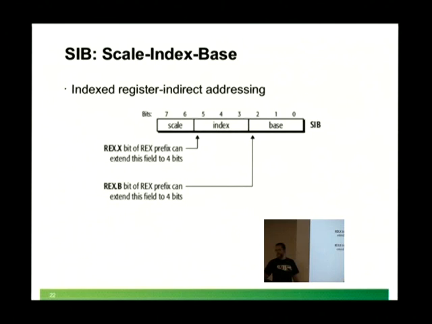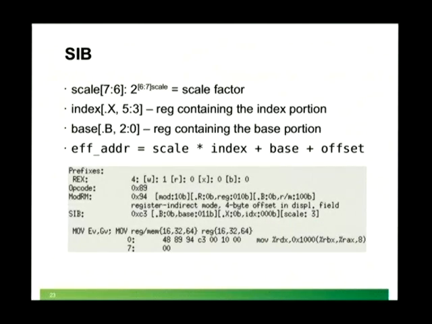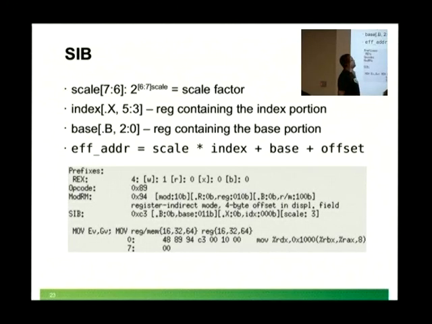Okay. And the SIB byte is the scale index base byte, which is also like scale 2 bits, index 3 bits, and base 3 bits. And REX adds to those two the same way. And for that type of addressing, you use the scale to specify the scale factor. There's 2 bits, which means a scale factor of 1, 2, 4, and 8. You're going to see later what I mean. The index part specifies the register that contains the index portion, and the base part specifies the register that contains the base portion, and the effective address is calculated as scale multiplied by index plus base plus offset.